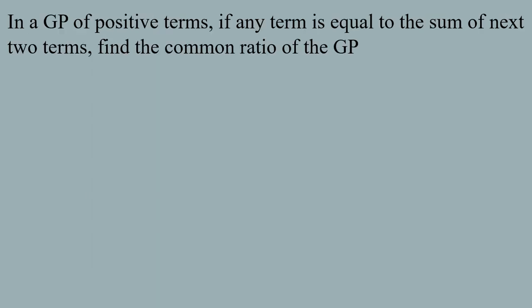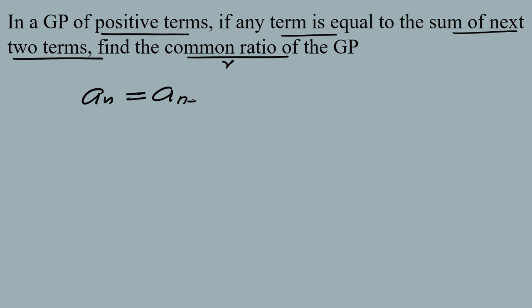Now next is, in a GP of positive terms, if any term is equal to the sum of the next two terms, then find the common ratio. Okay, see, we have to find R, and how can we find it? When we know two consecutive terms. So what they say here is, suppose it is n, I am taking the nth term, it is equal to the sum of the next two terms.